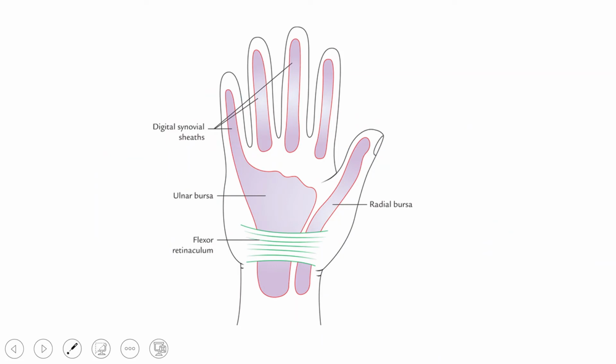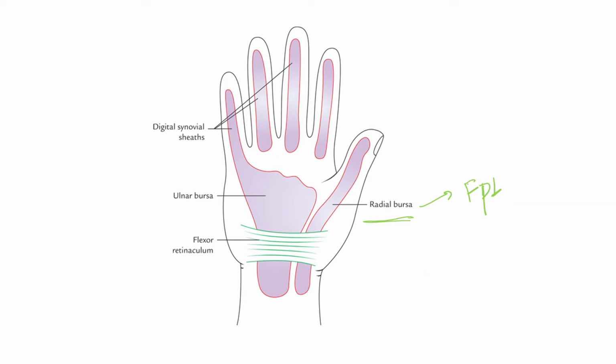Other than these structures, there is something called the synovial sheath. That is, there are 2 synovial sheaths which we see here, that is the radial bursa and the ulnar bursa. The radial bursa is the synovial sheath covering the tendon of flexor pollicis longus. Yes, the tendon of flexor pollicis longus, while passing deep to the flexor retinaculum, is lying within the bursa of the synovial sheath, which is called the radial bursa.